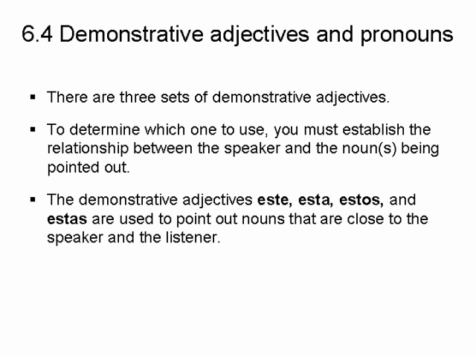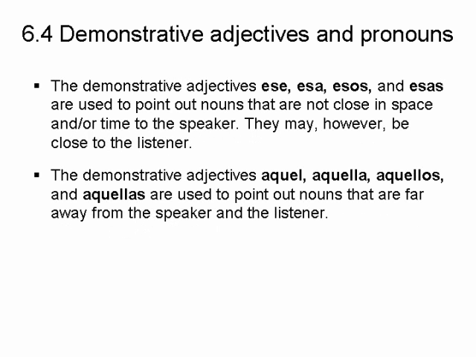With this and these, este, esta, estos, and estas are used to point out nouns that are close to the speaker and the listener. And then ese, esa, esos, and esas, the ones that mean that or those, are used to point out nouns that are not close to the speaker. They may be close to the listener.